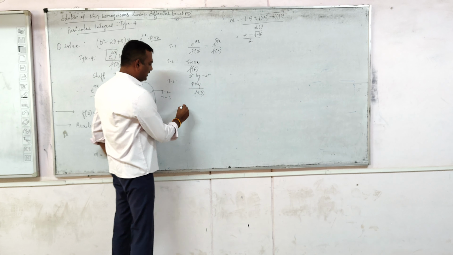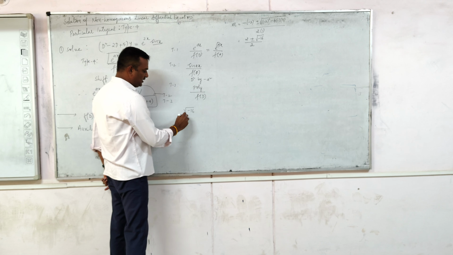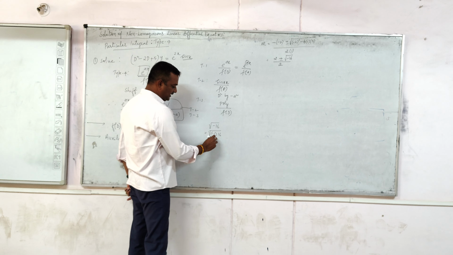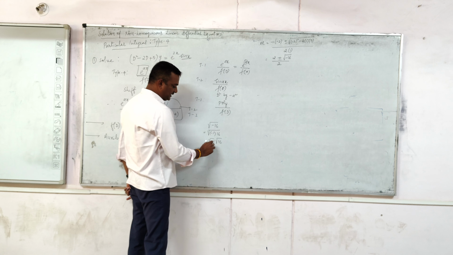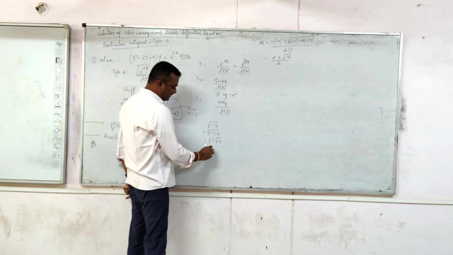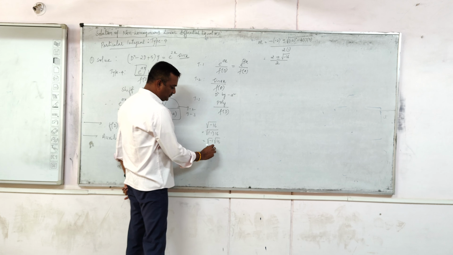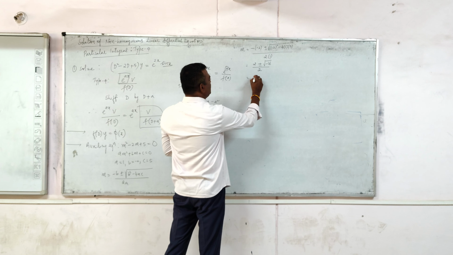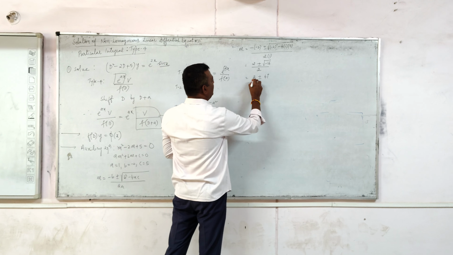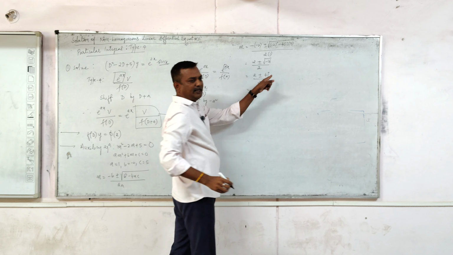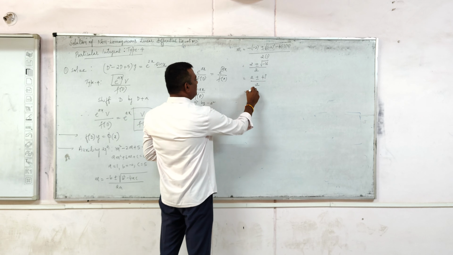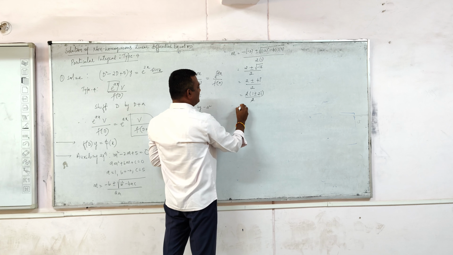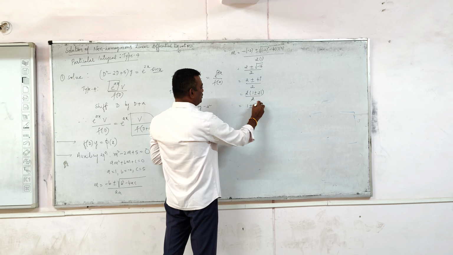And we already know how to write minus 16. Minus 16 can be written as minus 1 into 16. Further this is square root of minus 1 into square root of 16. Square root of minus 1 is i. Square root of 16 is 4, so it is just 4i. You can replace directly. This is 2 plus or minus 4i divided by 2. Take 2 common in the numerator: 1 plus or minus 2i divided by 2. 2 and 2 get cancelled. We get 1 plus or minus 2i.